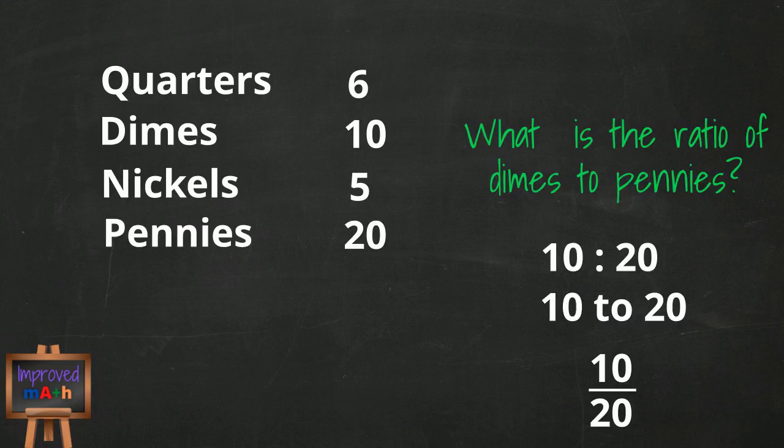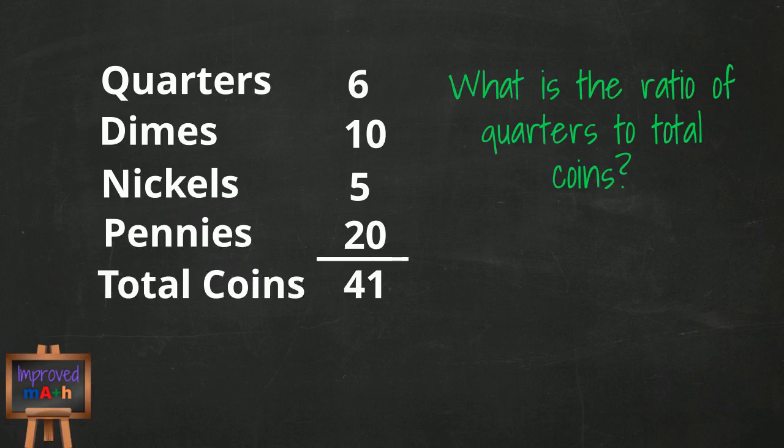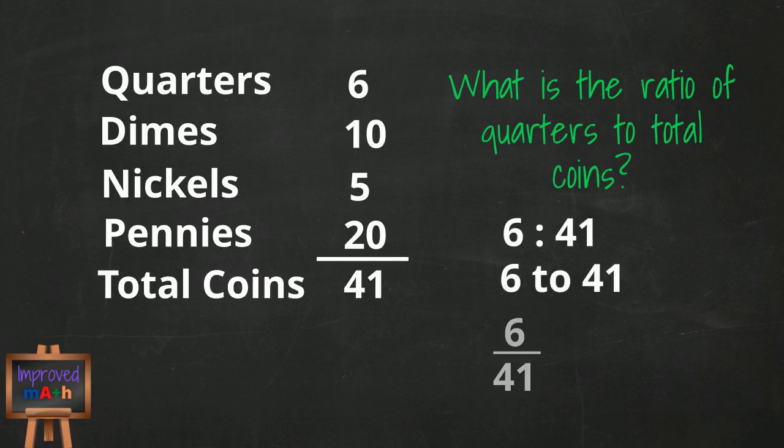Well, what if I asked, what is the ratio of quarters to total coins? Well, we have 6 quarters and a total of 41 coins in the bank. The ratio would be stated as 6 to 41, 6:41, or 6/41.